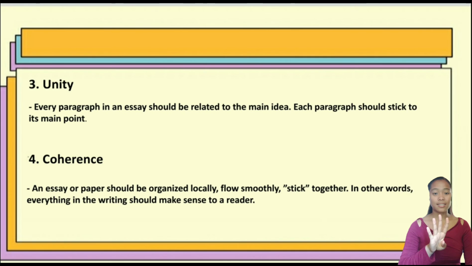The fourth quality of good writing is coherence. An essay or paper should be organized logically, flow smoothly, and stick together. In other words, everything in the writing should make sense to a reader. So when you are going to write an essay, you should be creative. You should organize it properly so that it can make sense to a reader and you can get their attention as you persuade them to read your articles, essays, or different kinds of essays.